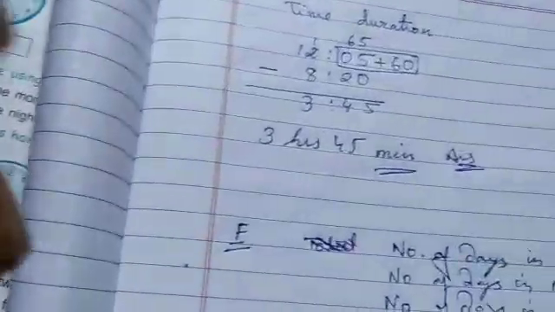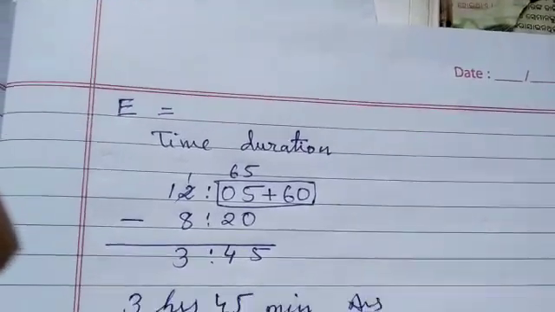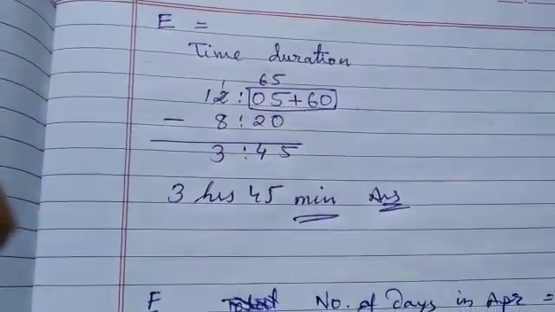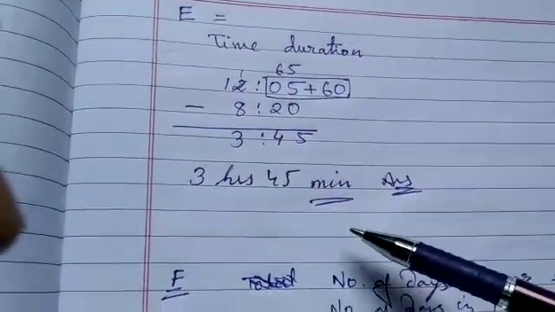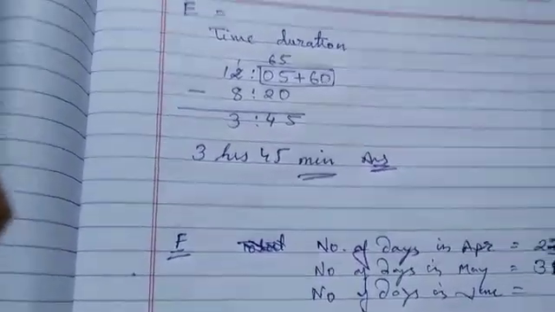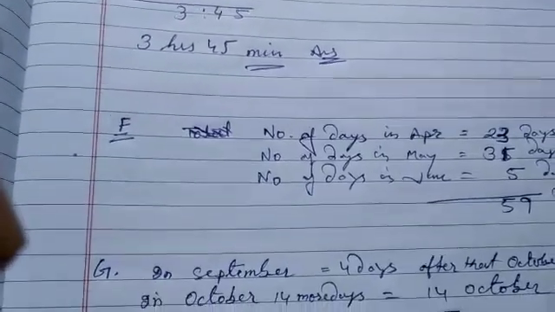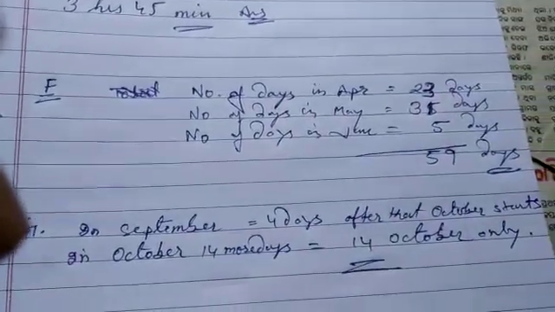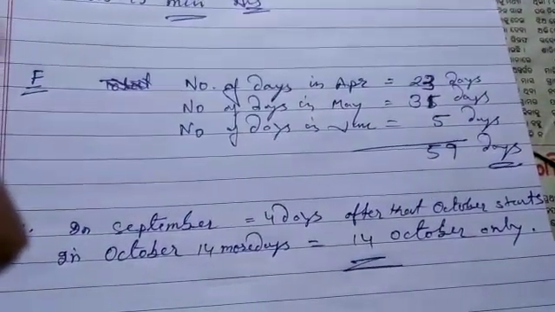Then we can see the next, E part, time duration, how much. So we have to subtract only. The subtraction rule I told you. So this is the E part and this is the F part. Number of days they were asking. So number of days, April.